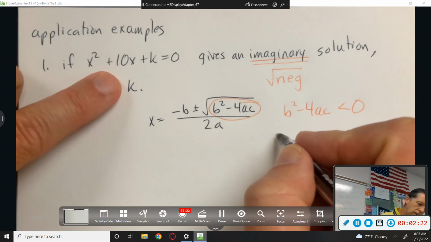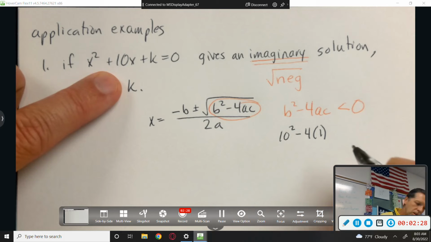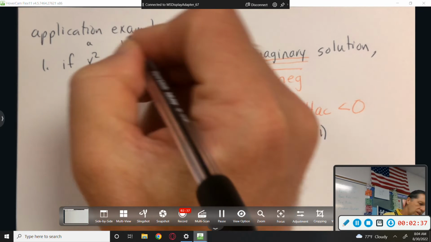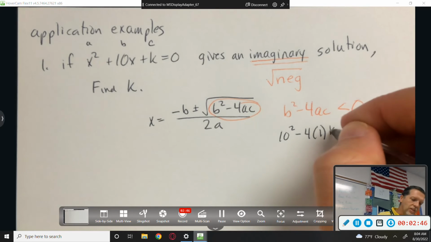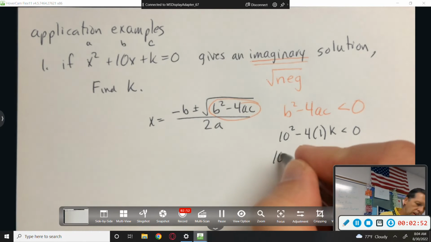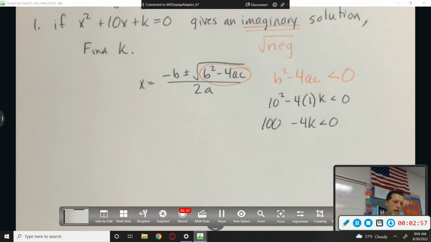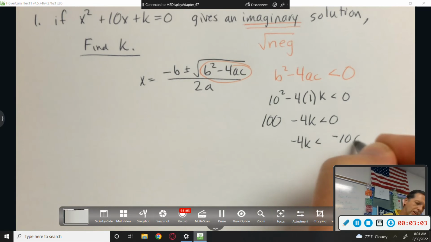Let's see, b squared, 10 squared minus 4 times 1 times c. What's c equal to? K, right? C is the last number, so K is in the place of C for this thing. So let's see, 100 minus 4K is less than 0. And we're trying to find K. So negative 4K is less than negative 100.